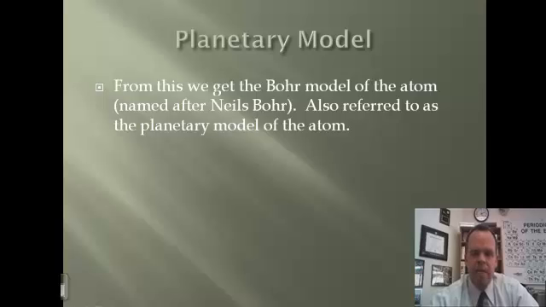A small, very massive, very dense center compared to the rest of the space of the atom, kind of like the sun. Very, very large object compared to all the planets, but very small in comparison to the entire solar system. Very dense, that everything else orbited around. So that's where we get this idea of the planetary model of the atom.